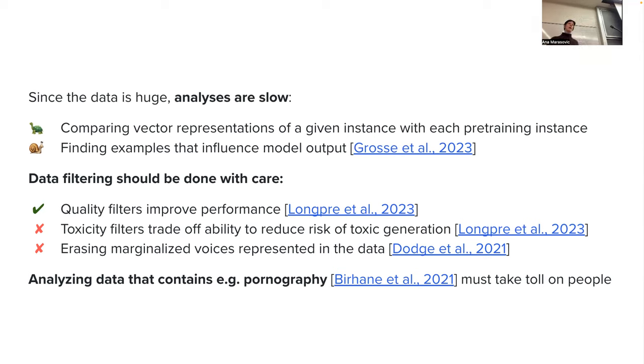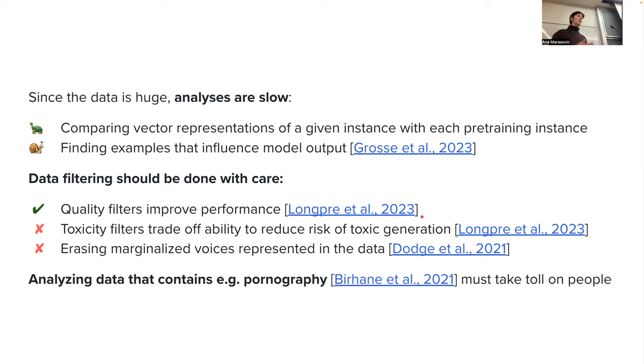So for example, you can find that LGBTQ is a forbidden word. But by doing that, you are also erasing the content that is made by these communities. Any web page that's made for these people is going to be discarded by your filtering. So you are erasing marginalized voices by your filtering choices. Yeah, but quality filters themselves can improve performance, which is good. In this paper, they have shown that if you have a quality filter, your performance later on might be better too. But it's really tricky and counterintuitive.